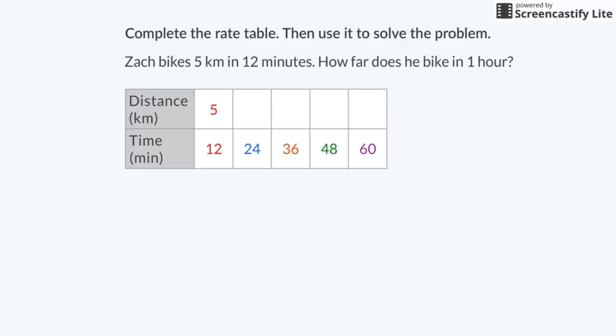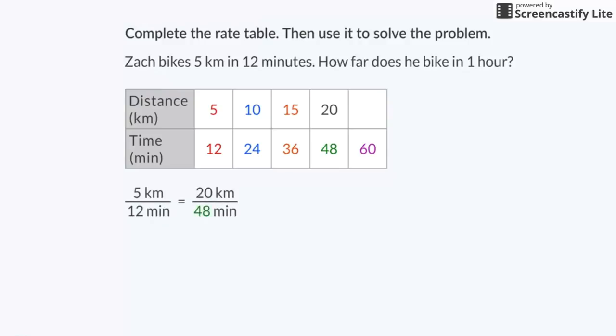To keep the rate equivalent, the distance must be multiplied by the same factor. Completing the table by solving the equivalent ratios, we multiply 5 times 2 to get 10. So we place 10 in the table. Then we solve the next equivalent ratio. 5 kilometers over 12 minutes equals how many kilometers over 36 minutes? We use the multiplication factor of 3 to get 15, and then place it in the table.